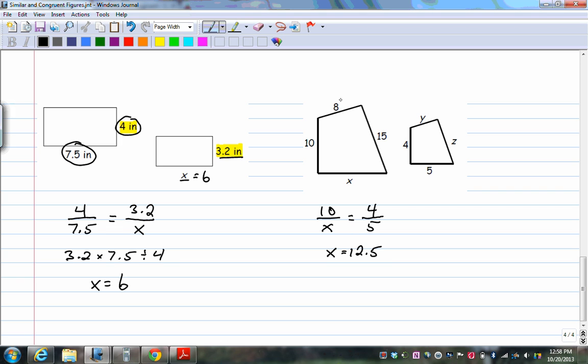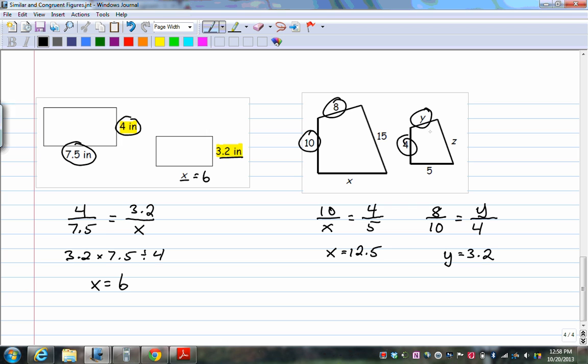This time I'll use this number over this number. So I'll go 8 over 10 is equal to y, that's the corresponding one with 8, over 4, which is corresponding with 10. Do 8 times 4 divided by 10, and y is equal to 3.2. I'm going to erase these. And then my last one, z.